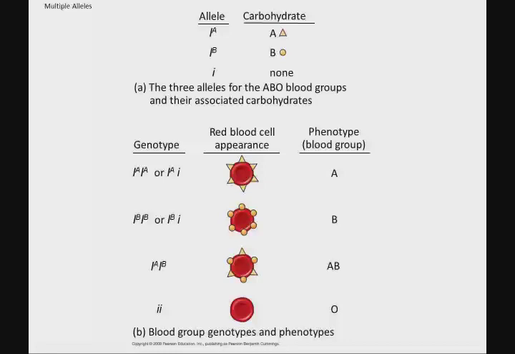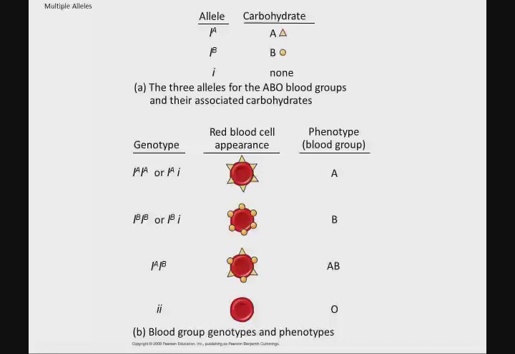From a genotype standpoint, if you're A, you could be homozygous A, or you could be A little i, and still have the same phenotype. If you're B, it's the same thing. You could be homozygous B or heterozygous B little i. If you're AB, you have the codominant relationship, A and B in your genotype, and the only way to get O is the homozygous recessive, little i, little i. All right, so think about that.